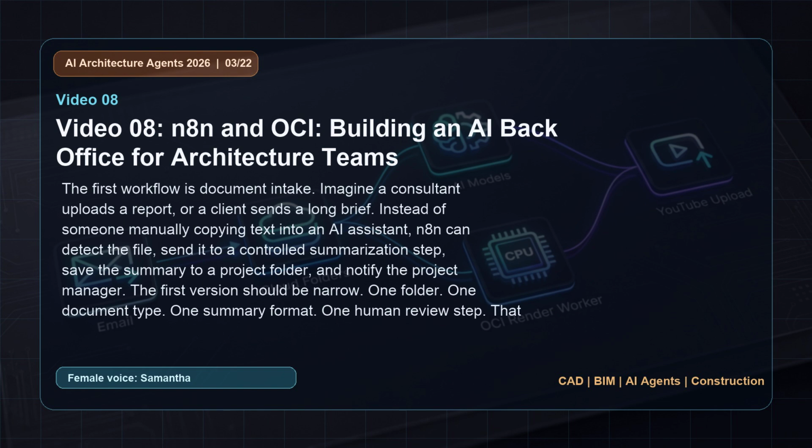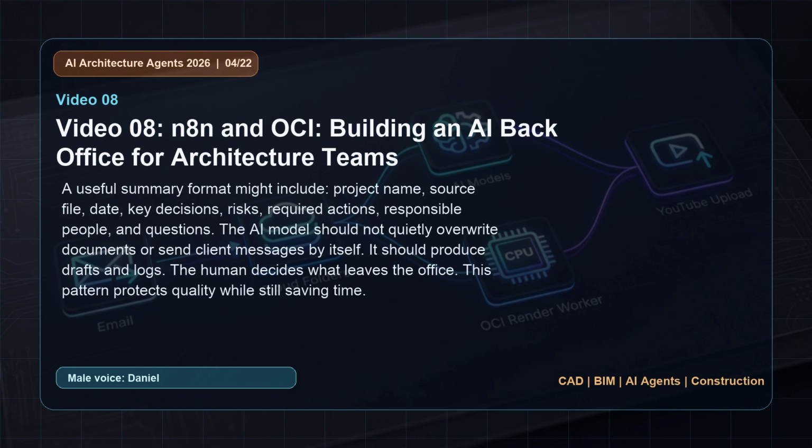The first version should be narrow: one folder, one document type, one summary format, one human review step. That is how automation becomes reliable instead of mysterious. A useful summary format might include project name, source file, date, key decisions, risks, required actions, responsible people, and questions.